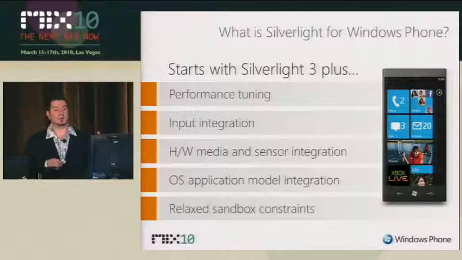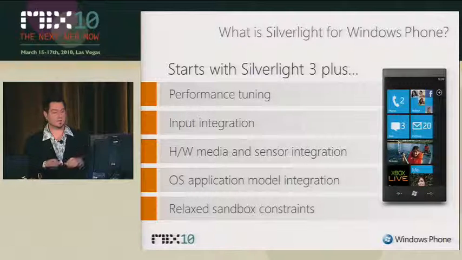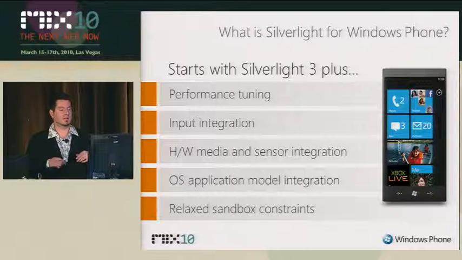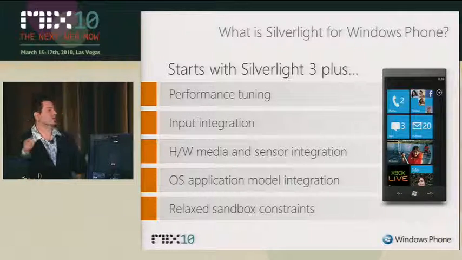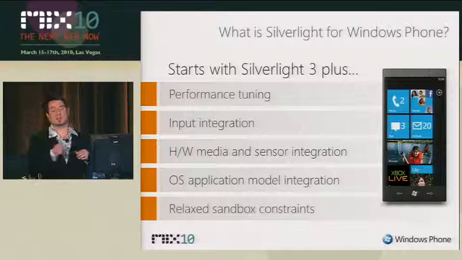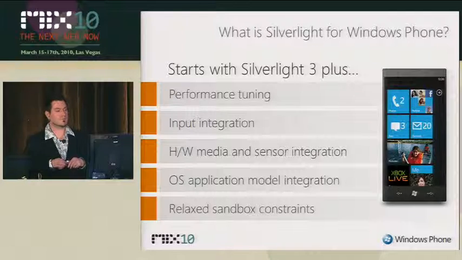We added input integration. So obviously you want to be able to interact with your applications. It's already built in. You touch a text box, the on-screen keyboard comes up. You flick a list, it automatically has the built-in physics. We obviously did hardware media. You want the same video experience on the phone as everything else has. Sensor integration. This is where you shake, rattle, and roll. This is vibration. This is accelerometer. This is location services. And then OS model integration.